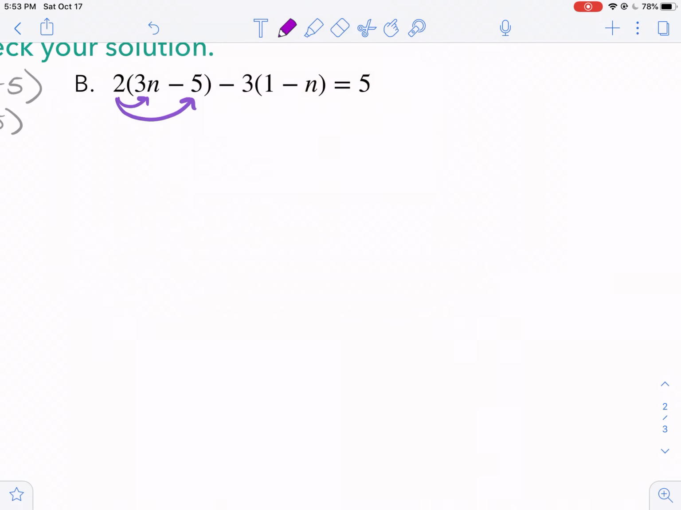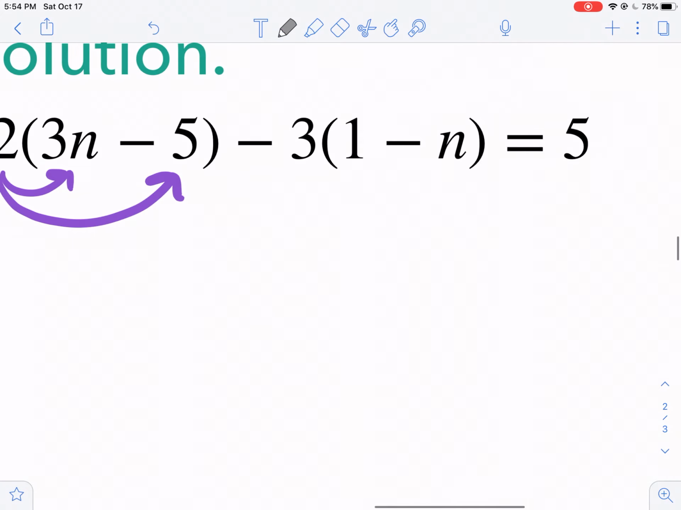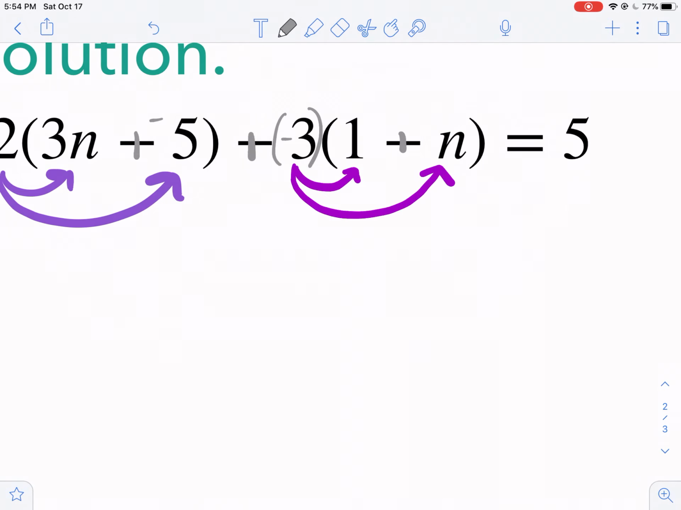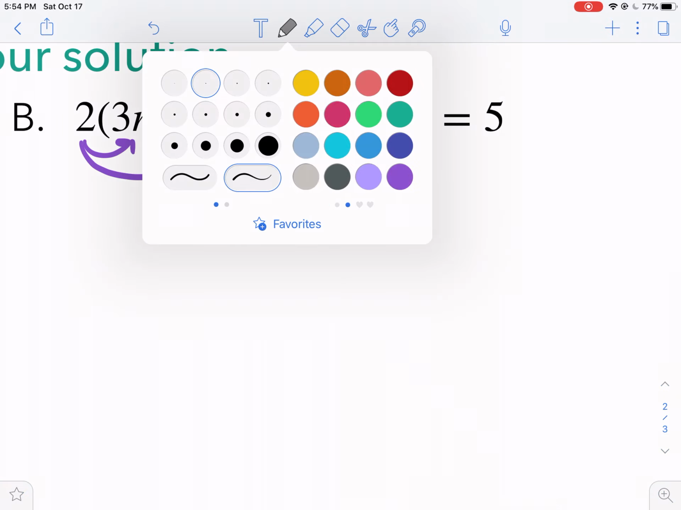And then we're going to make this extra tricky. We're going to turn this minus 3 into a plus negative 3. And here's why. We're going to take our negative 3 times 1, and then our negative 3 times negative n. So wherever we have a minus, let's change it to plus a negative, because that'll help our multiplication be a lot nicer. Okay, distributive property activate.